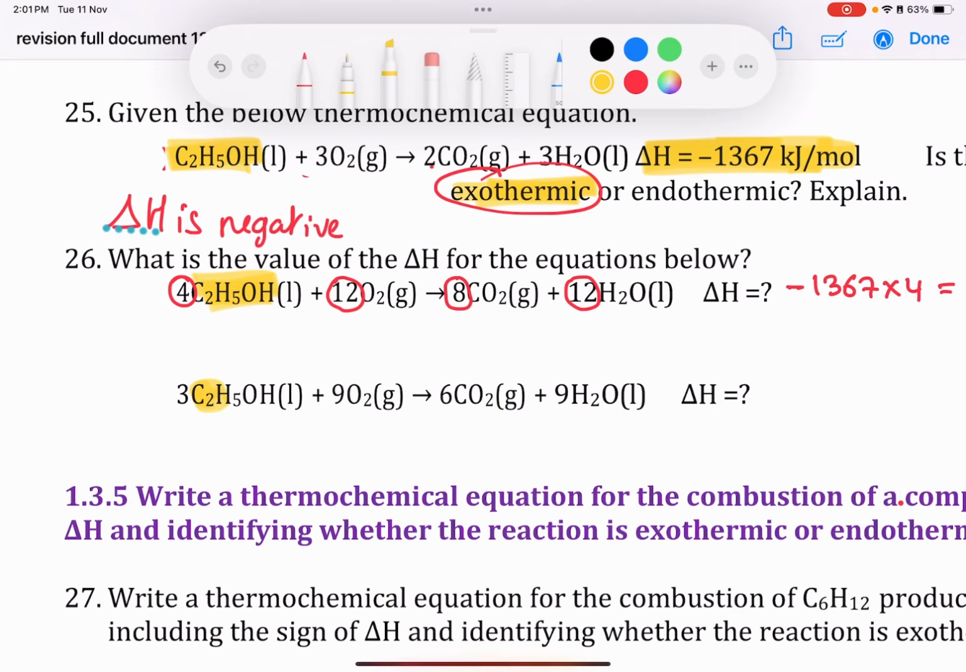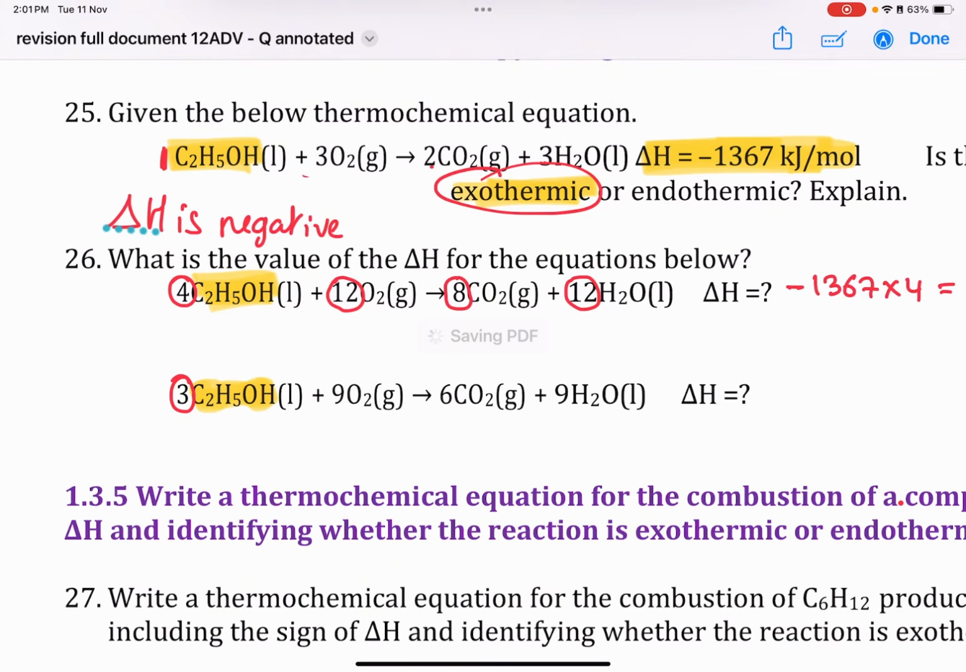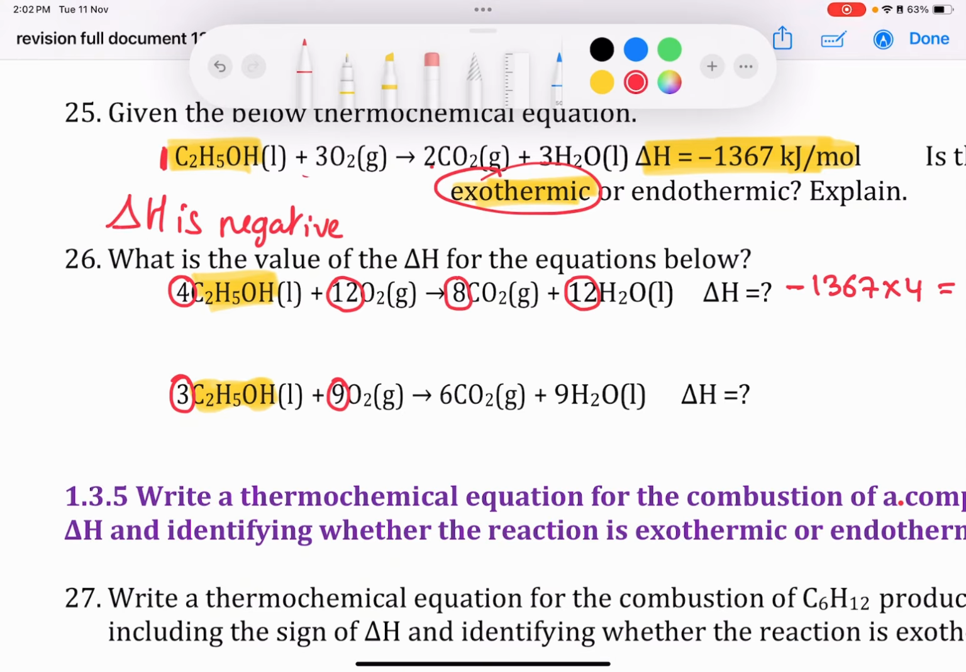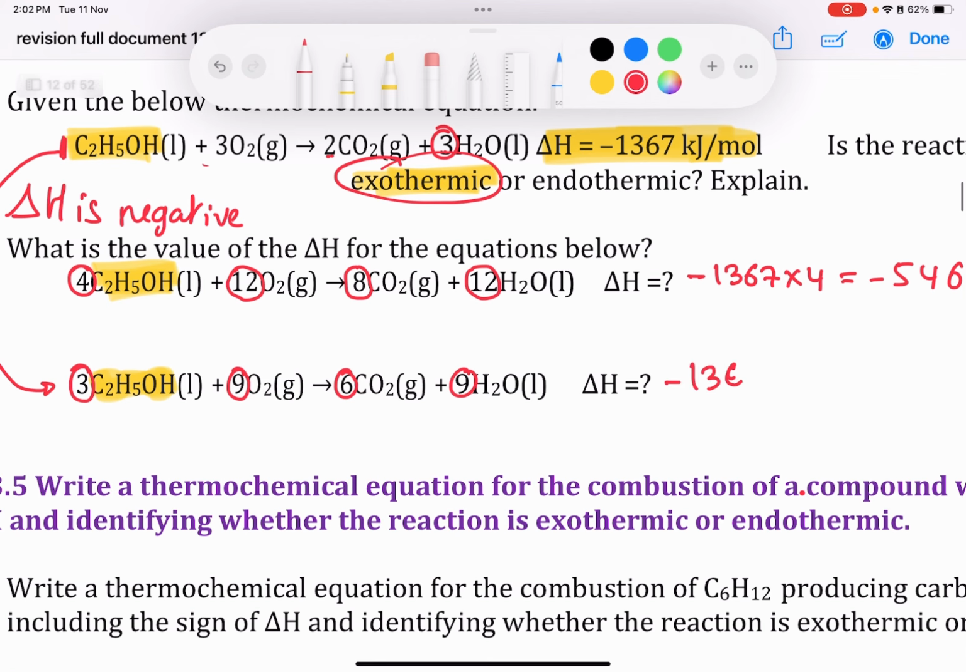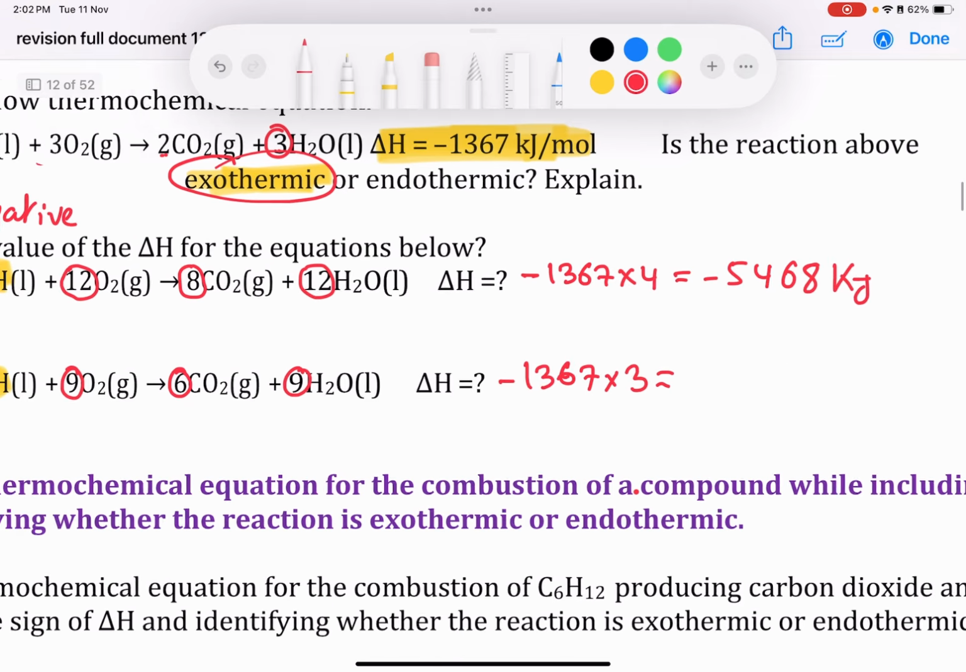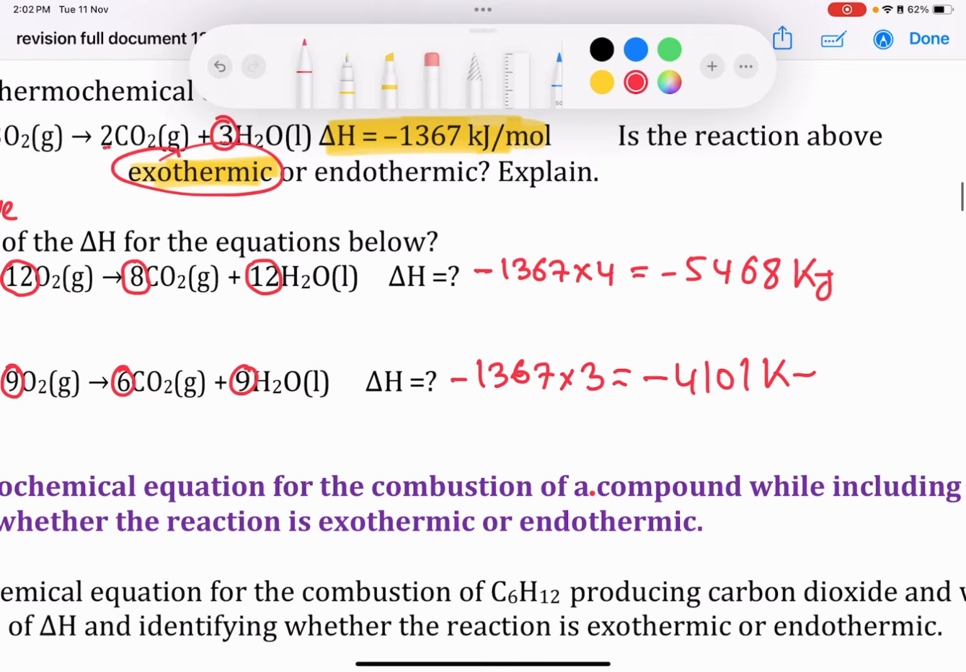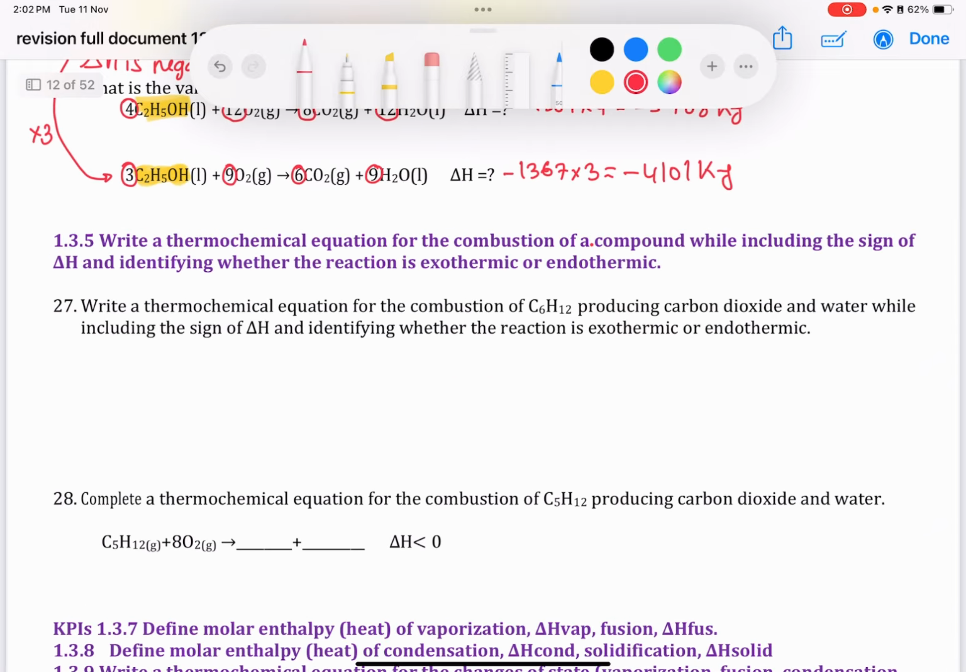This one, C2H5OH, is still here, but the one that is here became 3. The 3 here became 9. It was multiplied by 3. The 2 times the 3 is 6. The 3 times the 3, 9. So what we did, we just took the given equation and we multiplied it by 3. So what would be the delta H? Simply multiply the value by 3 kilojoules.